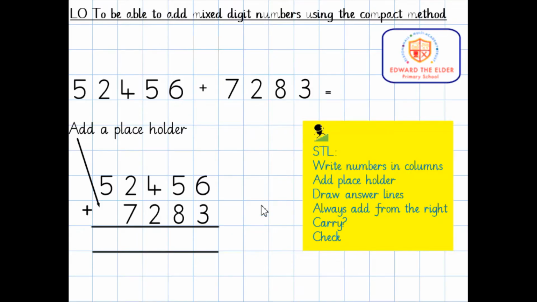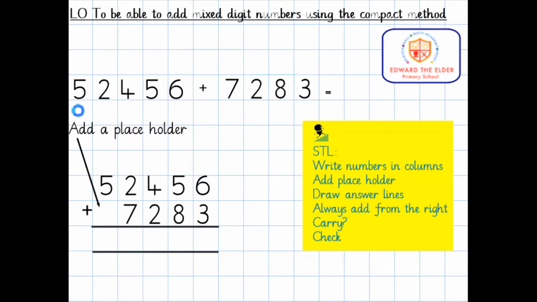In Year 5, we teach 3 methods of addition, all linked to the compact column methods. The first extends Year 4's learning, although in Year 5 we use larger numbers. Let's take a look at our learning objective: to be able to add mixed digit numbers using the compact method.